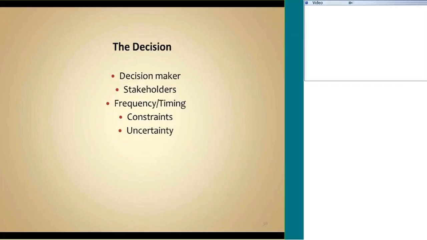So the decision context requires that you define and/or acknowledge the following elements. You have to define the decision maker, which we just talked about, the stakeholders, the other users of the refuge, and what influence they may have on your decision. Also, you have to consider the frequency and timing of this decision that you're trying to make.